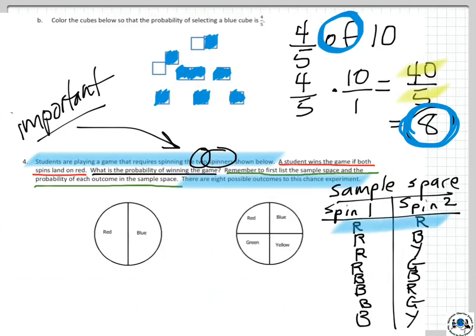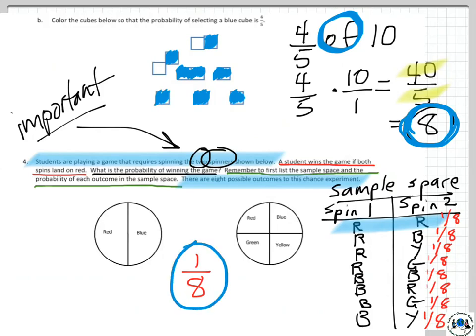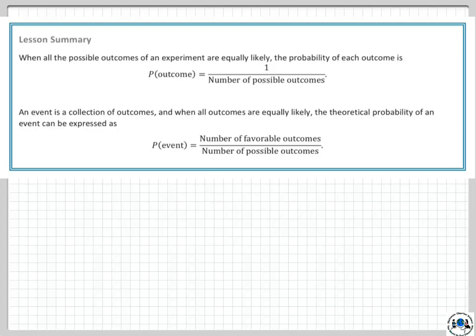And that first outcome is the only one that works: red on the first spinner, red on the second spinner. And that's the way we win. So how do we build the probability of that? Well, we have our one event that gives us the win out of 8 possibilities, and we get our probability of 1/8. As you can see, each one of these had an equal probability of 1/8, a 1 out of 8 chance of occurring.